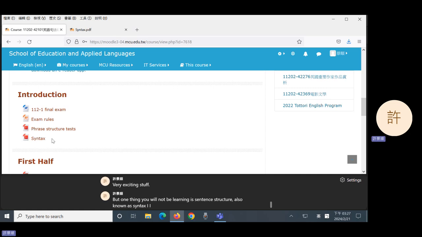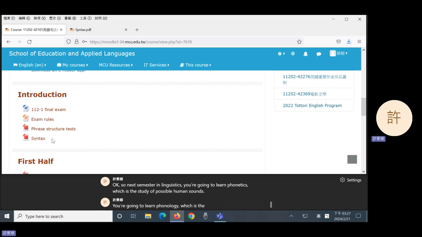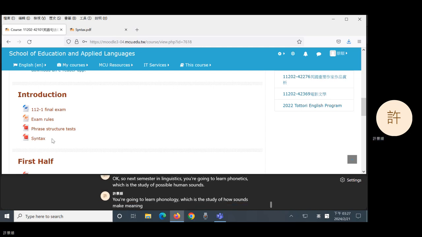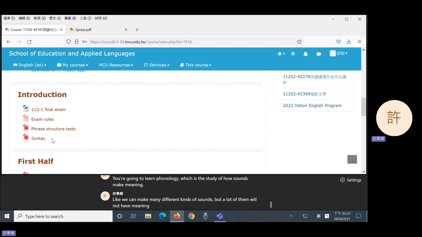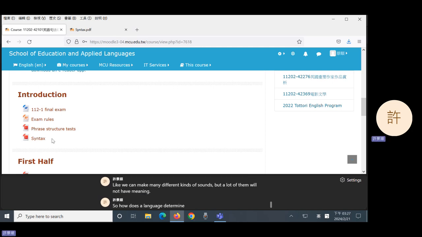I checked. Okay, so next semester in linguistics, you're going to learn phonetics, which is the study of possible human sounds. You're going to learn phonology, which is the study of how sounds make meaning. Like, we can make many different kinds of sounds, but a lot of them will not have meaning. So how does a language determine what sounds are meaningful? That's phonology. Then you're going to learn morphology, which is the structure of words.